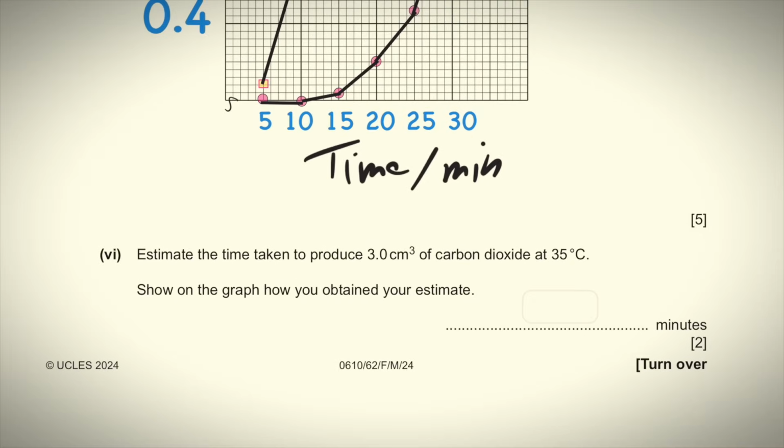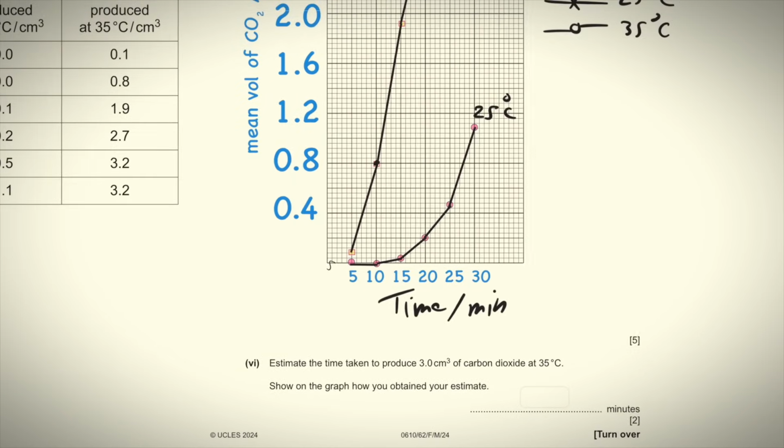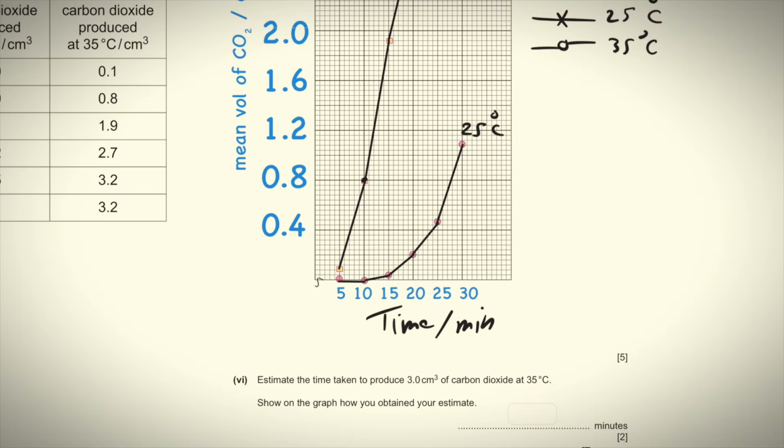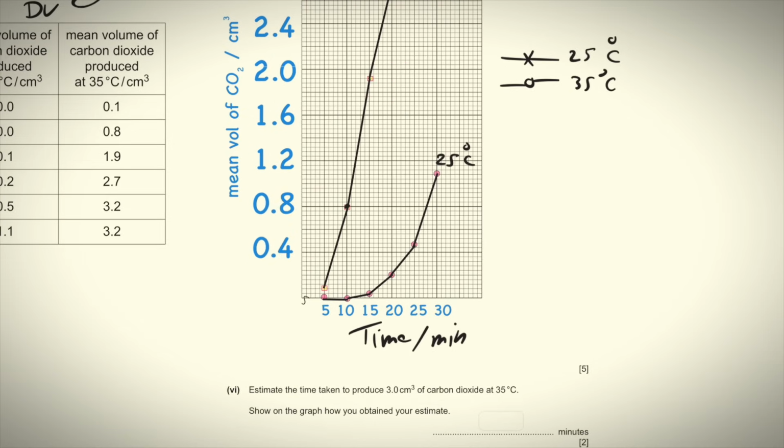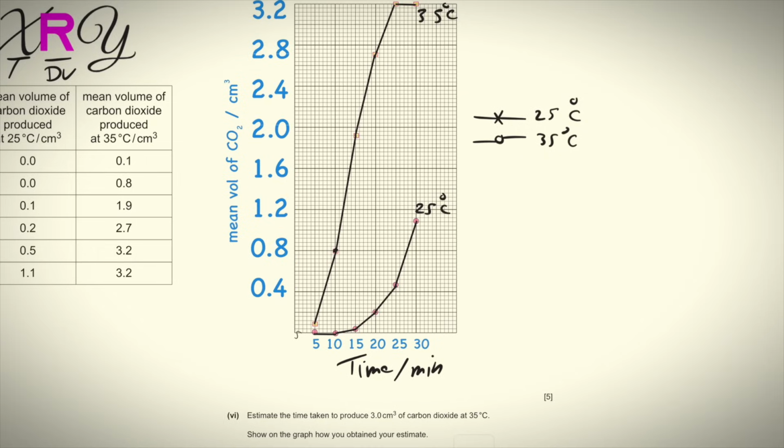Next, they said estimate the time taken to produce 3 cm cubed of carbon dioxide at 35 degrees Celsius. So let's find at 35 degrees Celsius how much carbon dioxide produced at 3 cm cubed. So the time, so I'm gonna take 3. 3 is here, right? So 3 should be halfway. I'm gonna draw a horizontal line like this, and I'm gonna draw a vertical line all the way down, and I'm gonna read that from my x-axis, okay?